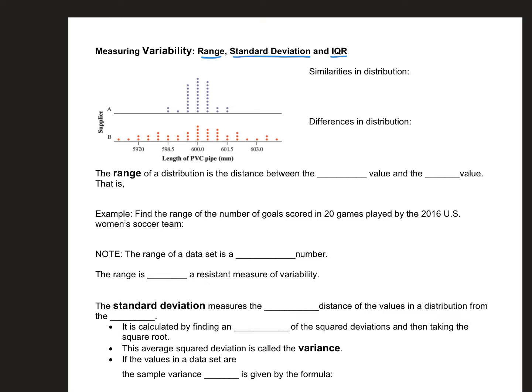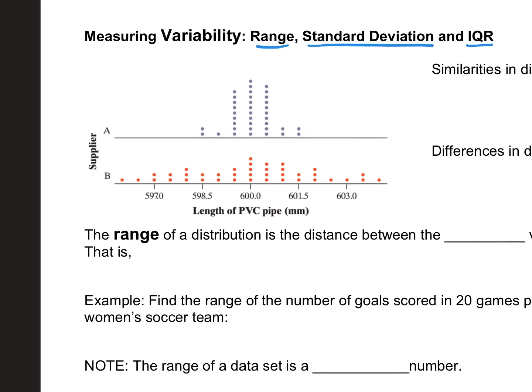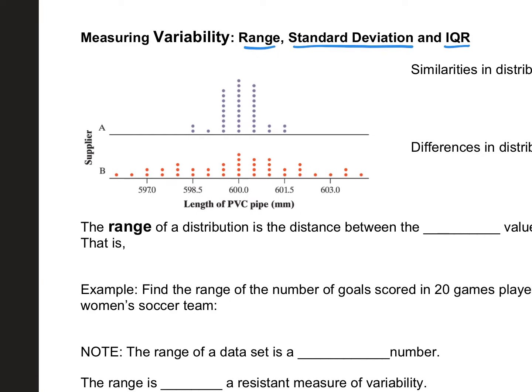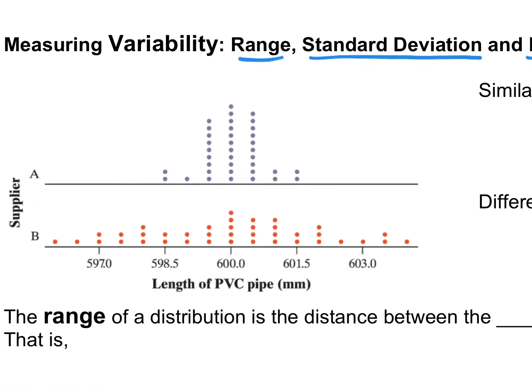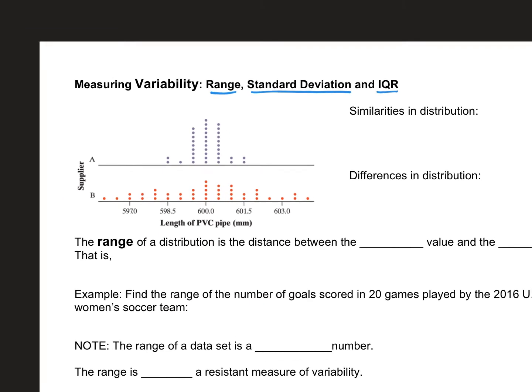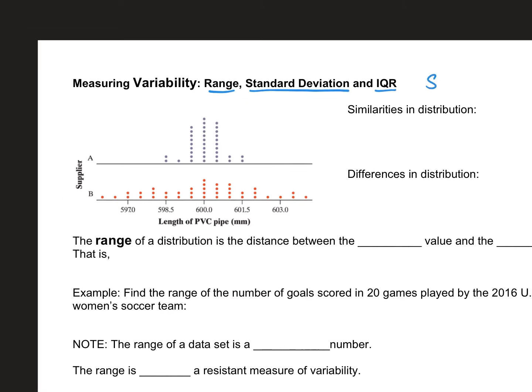Okay, if we want to talk about the similarities in these two distributions right here. So this is the length of PVC pipe and there's a supplier A and a supplier B. And if we talked about similarities or differences, we'd want to address SOVC when doing this. And we'd want to say this all in context, of course, but we're just going to list them out real quick without the context and stuff. So let's see what the similarities are. Shape. Yeah, I would say the shape is similar because they're both roughly symmetric and single peaked.